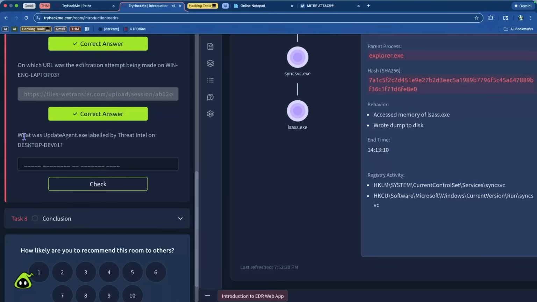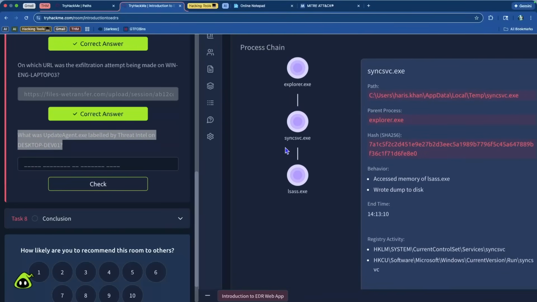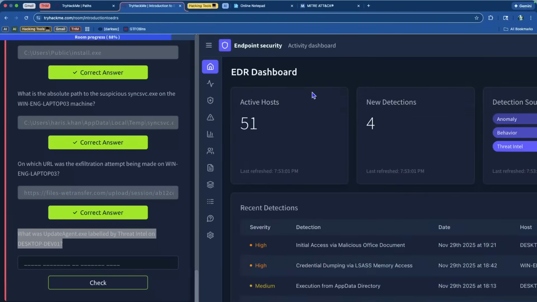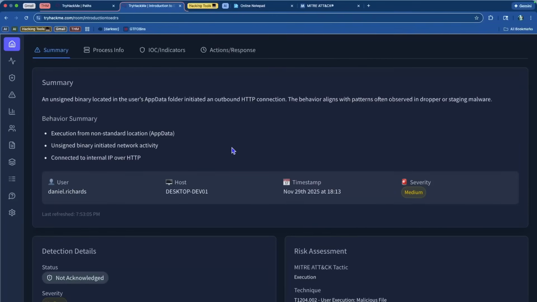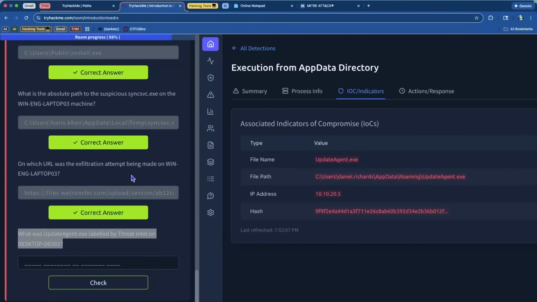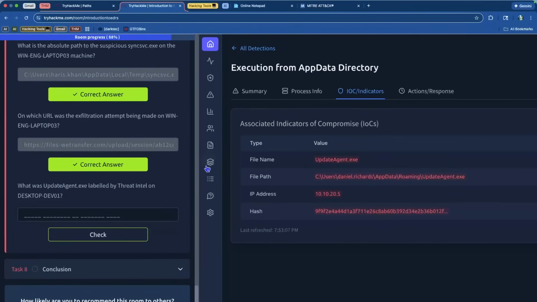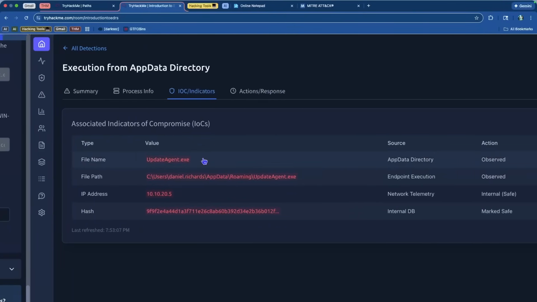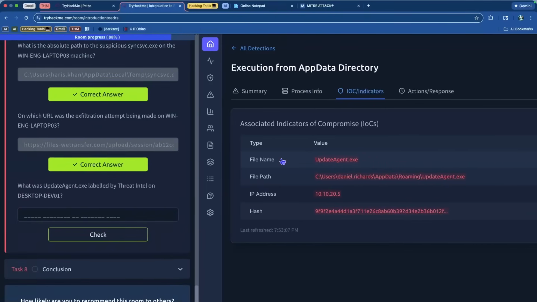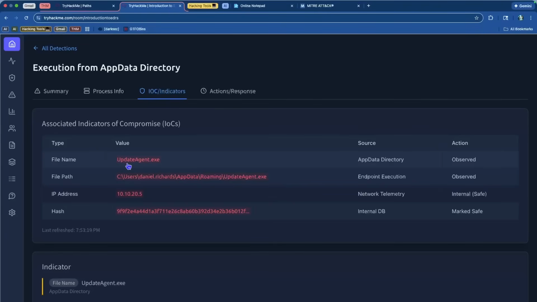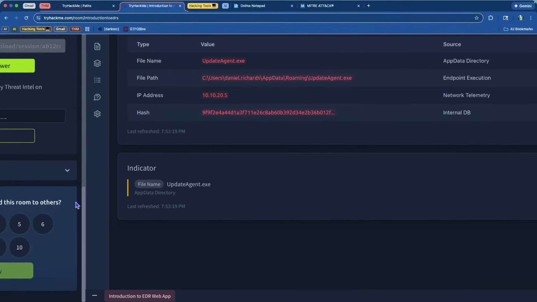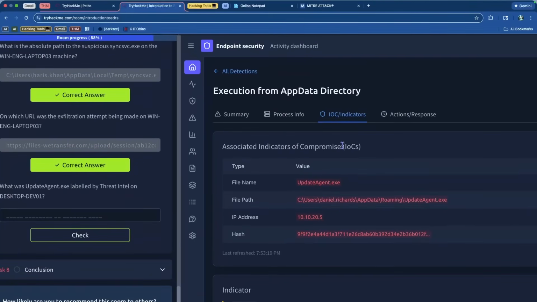Okay, finally, what was update agent.exe labeled by threat intel on the dev01 desktop? So let's go back to all detections, and we have the dev01 desktop. Okay, indicator of compromise, and we're looking for the update agent labeled by threat intel. So update agent labeled as app data directory. Is that what it is? No, maybe let me click on this. What do we get? App data directory. So that's the indicator, so maybe not it.